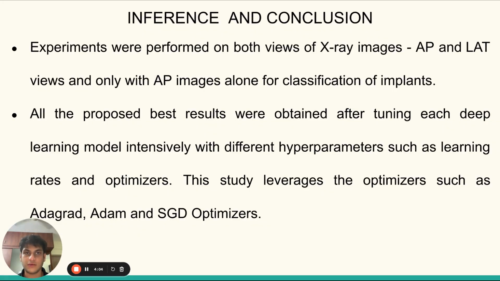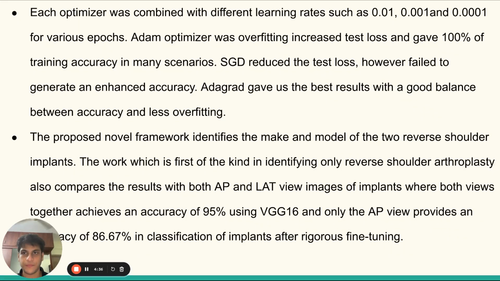Our inference and the conclusions we derived from experimentation. Experiments were performed on both views of X-ray images, AP and LAT views, and also only with AP images alone for the classification of implants. All the proposed best results then went through hyperparameter tuning, which involves tuning each deep learning model intensively with different hyperparameters such as learning rates and optimizers. This study leverages the optimizers such as Adagrad, Adam, and SGD, which we'll explain in detail in the next slide.